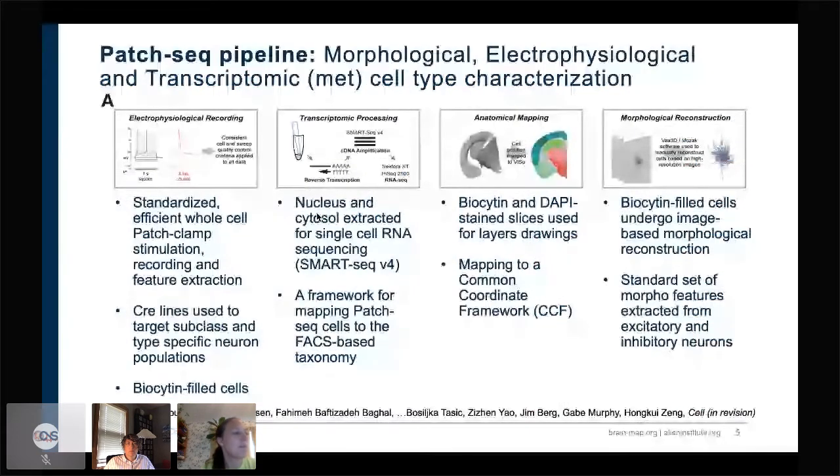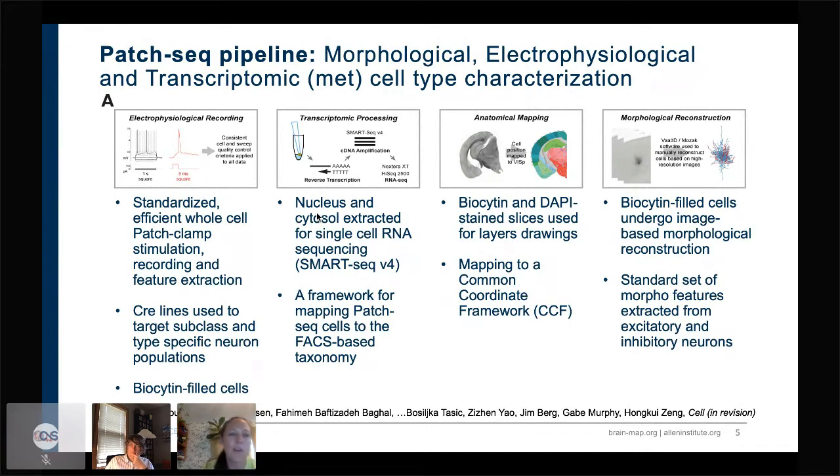So to solve the correspondence problem between the two taxonomies, we utilized the patch-seq method developed by Andreas Tolias and others to extract morphological, electrophysiological, and transcriptomic properties from each cell and to establish a robust pipeline for single-cell multimodal feature analysis. This pipeline includes a standardized, efficient whole-cell patch clamp protocol with standardized feature extraction. We use Cre lines to target subclass and type-specific neuron populations, as well as unlabeled cells to ensure that we get a broad coverage of types of neurons in the visual cortex.